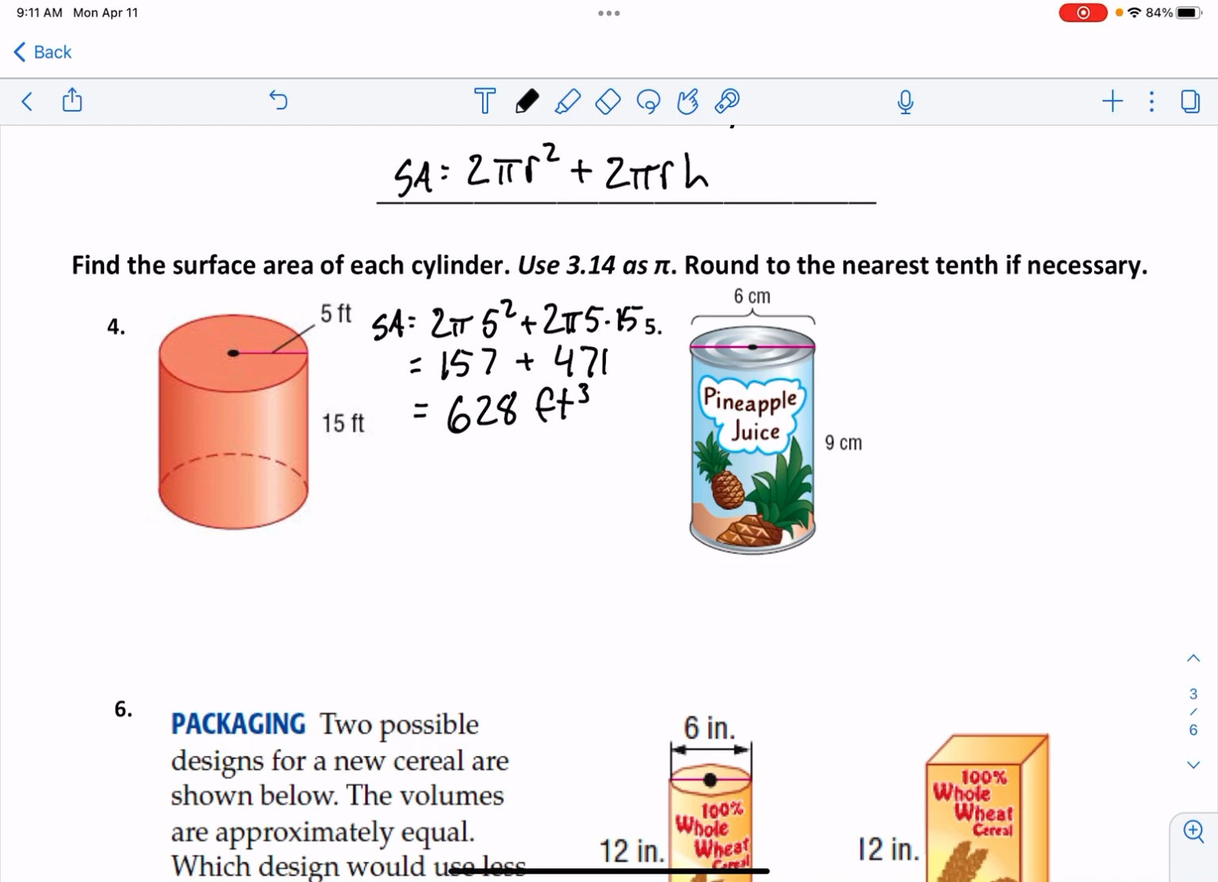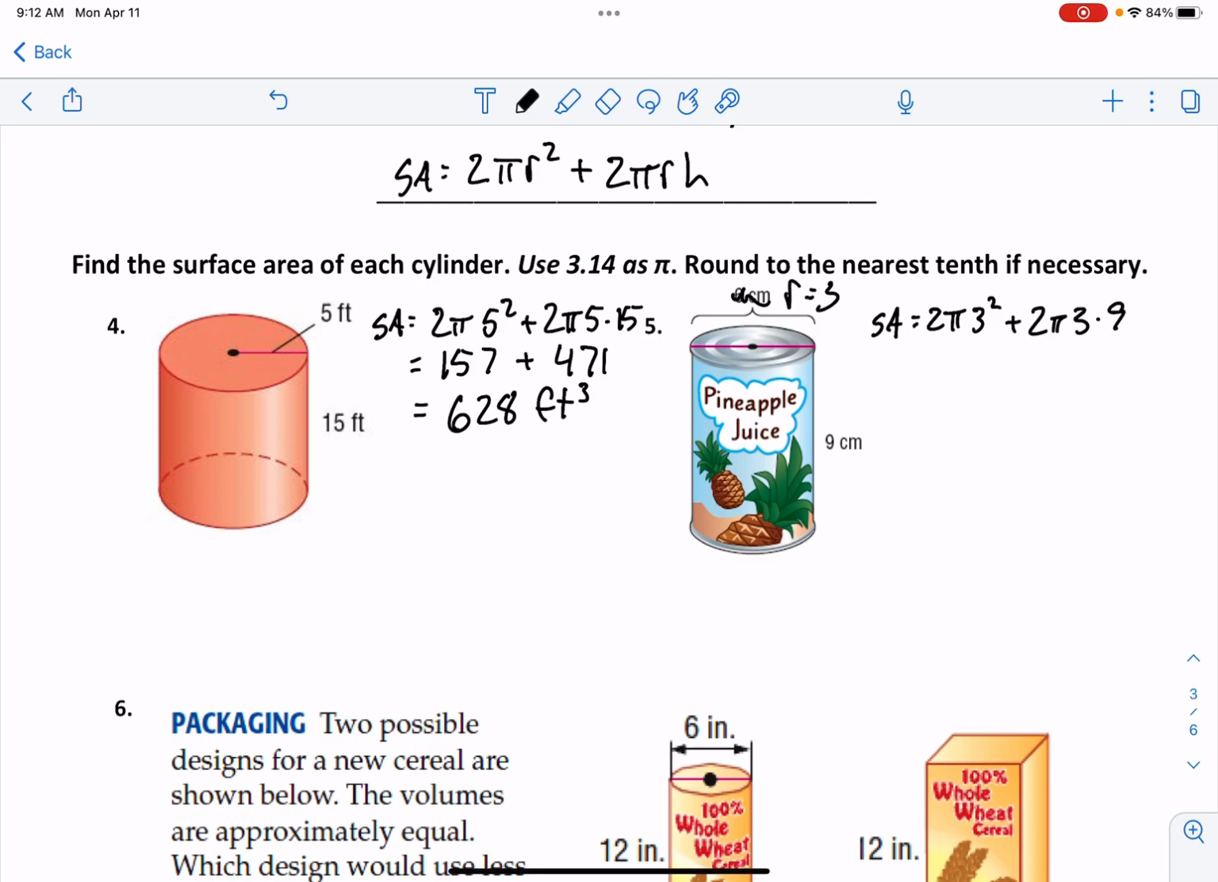And finally, for this one, remember, if our diameter is 6, that makes our radius 3, because our radius is half of the diameter. So we're going to set this thing up. So we've got surface area equal to 2 times pi times the radius squared, 3 squared, plus 2 times pi times 3 times the height, which is 9.